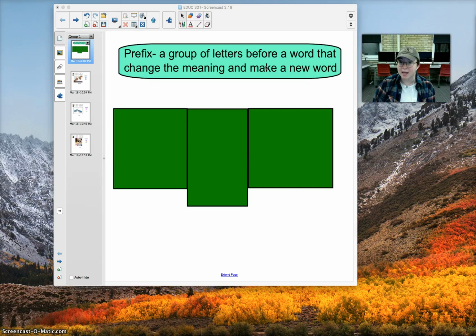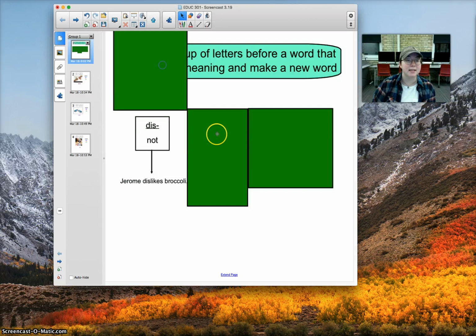So today, I'm going to be going through some common prefixes and their meanings so that when you read on your own, you will know what those words mean. Okay, so we're going to be focusing on 3 prefixes. Our first prefix is dis. Dis can mean not. For example, here we have Jerome dislikes broccoli. So when we read that sentence, we can see that he does not like broccoli because dis comes before likes, meaning he does not like broccoli.